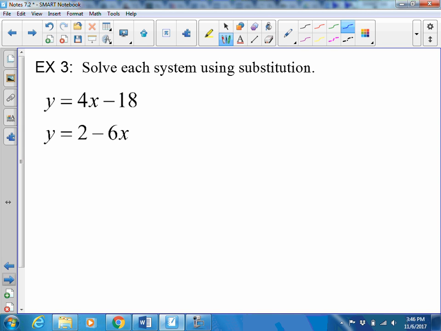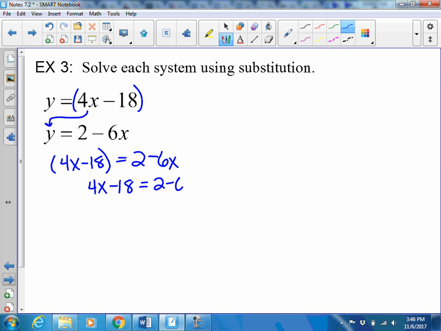Okay, number 3. I see that the y is isolated in the first equation. I'm going to plug it in for y for the second. So I'm going to plug it in for y here. So I'm going to rewrite my problem. 4x minus 18 got plugged in. That equals 2 minus 6x. Well, there's really nothing to distribute. So I really can drop my parentheses and then solve this like a regular equation. So I'm going to go ahead and add 6x to both sides.